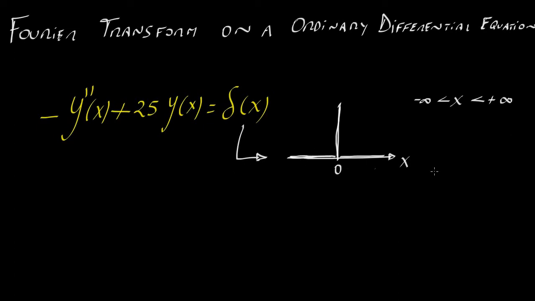In your mind, you only need to think that this function has a value of 0 all the time, infinitely large at 0, and 0 for the rest of the variable x, in this case not time, x for us. Okay, so don't worry too much about this delta Dirac function. It's just another function, similar to sine of x, cosine of x. It has a graph, it has a derivative, it has everything.